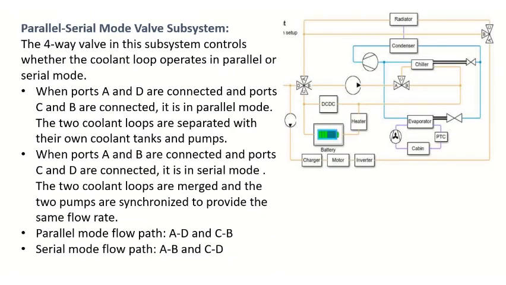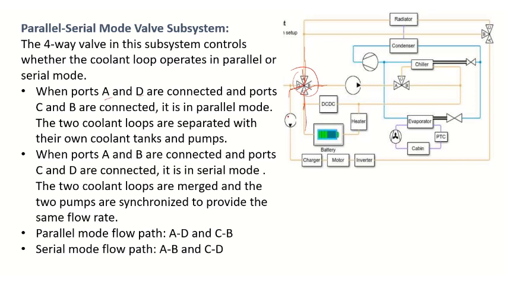So next, the parallel or series mode valve subsystem. A four-way valve in the subsystem controls whether the coolant loop operates in parallel or series mode. So two coolant loops we are having, and whether they are operated in series or parallel will be decided with the four-way valve system here. So when ports A and D are connected, and port C and B are connected, it is in parallel mode, so it is operating separately and independently.